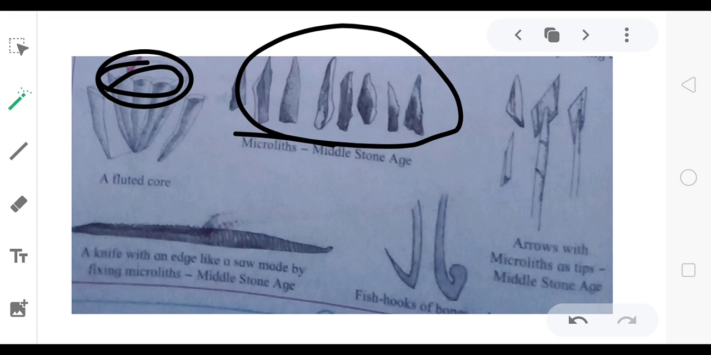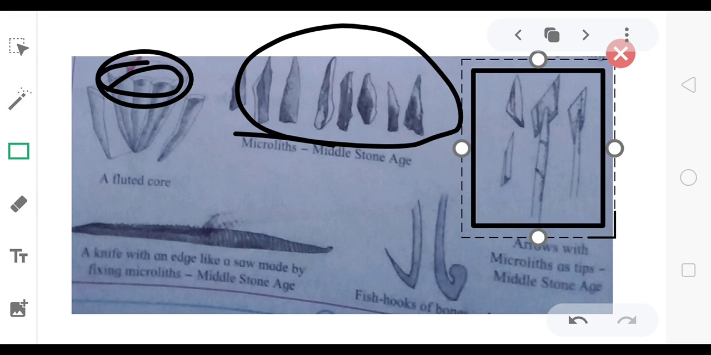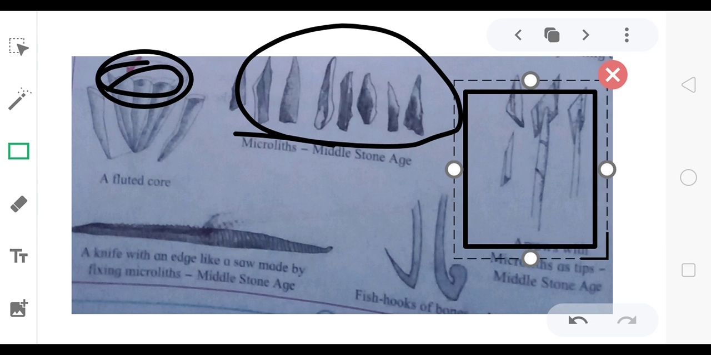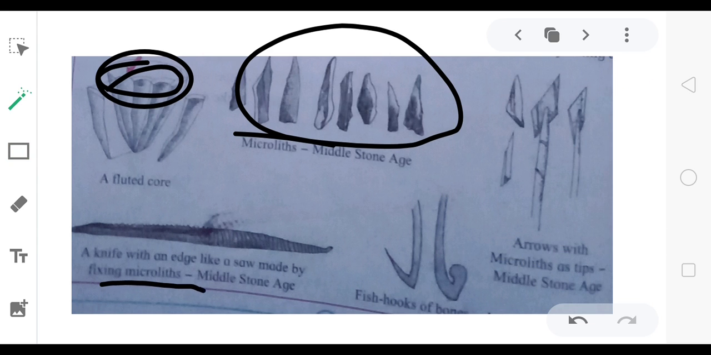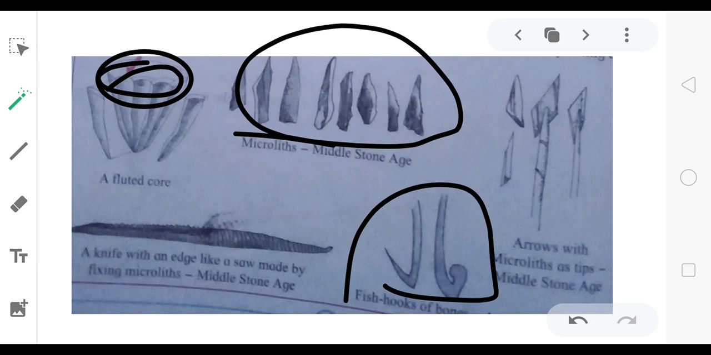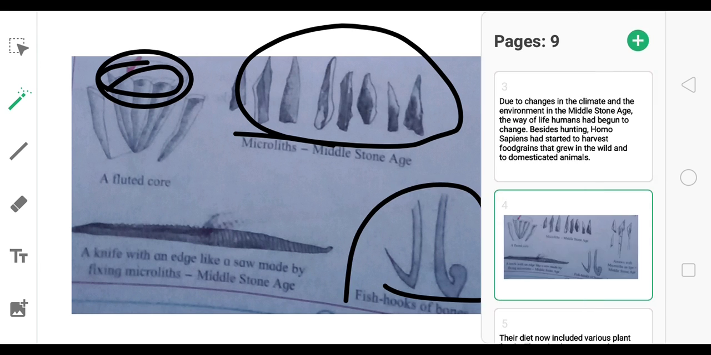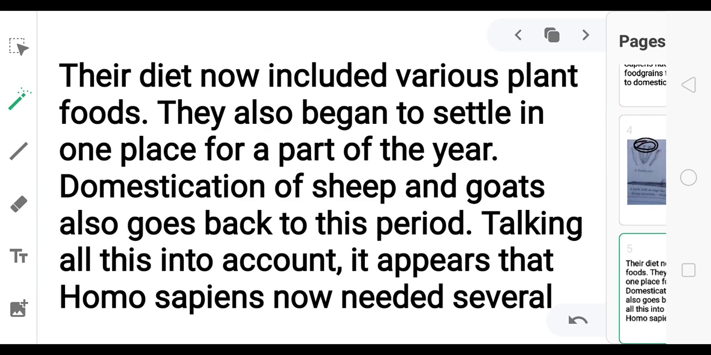In the Middle Stone Age, arrows were made by fixing microliths at the tip of stakes. See these arrows. And now a knife with an edge and a light saw made by fixing microliths. And this is a fish hook of bone. All of these tools belong to the Middle Stone Age.